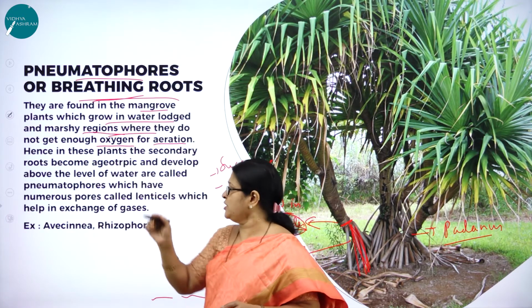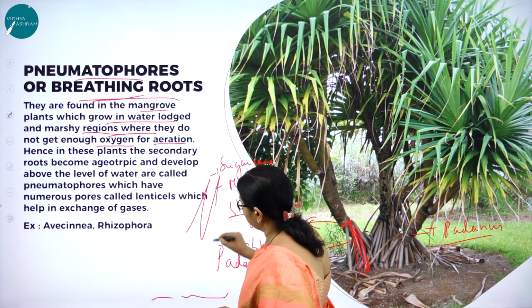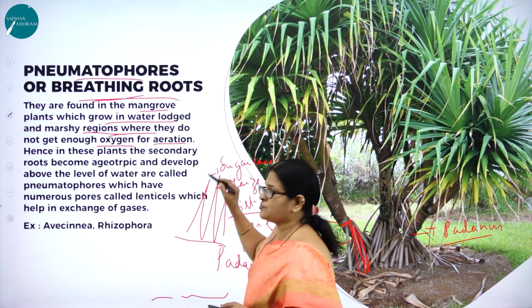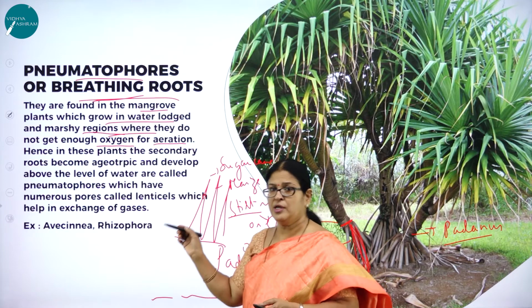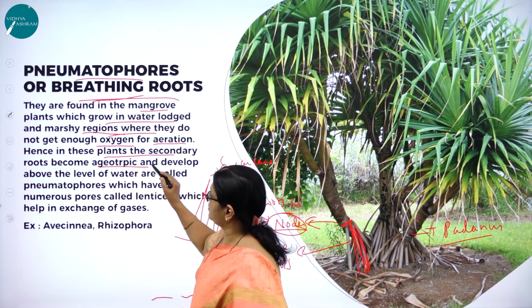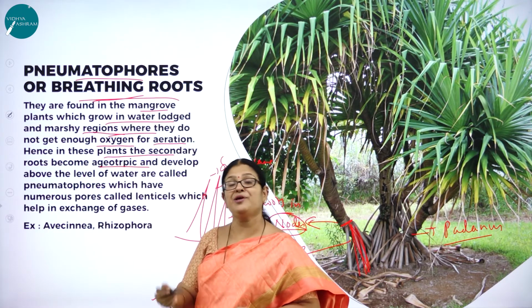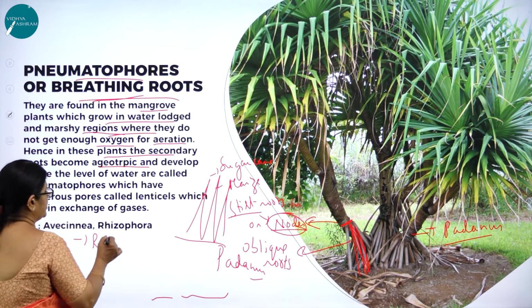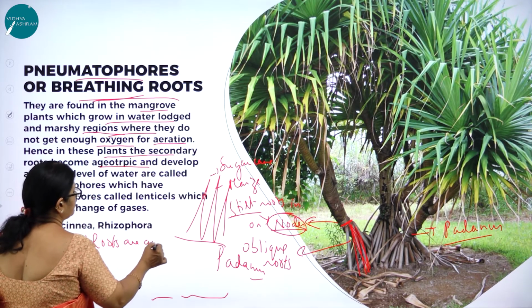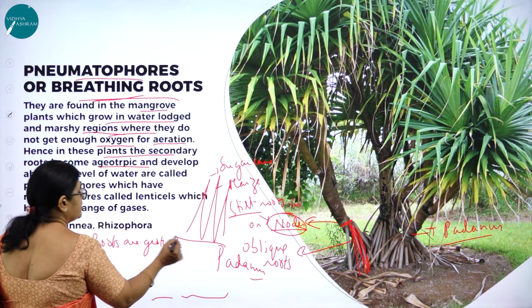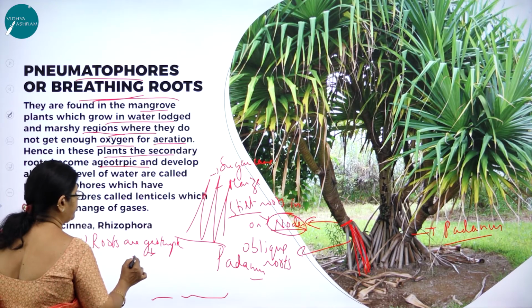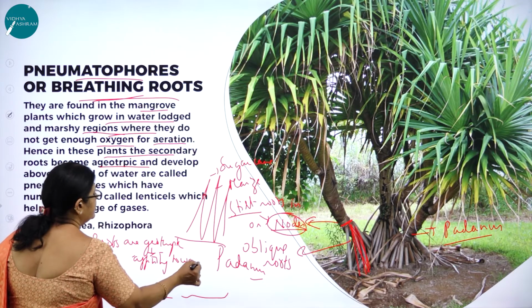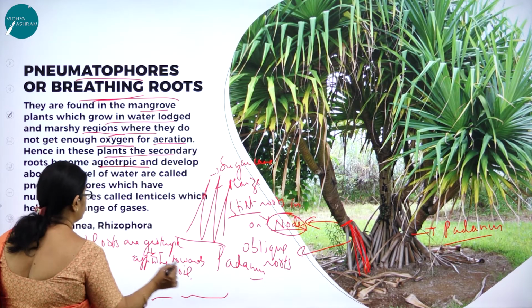They start producing roots like this. The roots usually grow below the soil, but in aerating roots, the roots will grow above the soil, as I showed you. Hence in these plants, the secondary roots become ageotrophic. What do you mean by ageotrophic? Usually, roots are geotrophic. That is, they have more affinity towards soil.